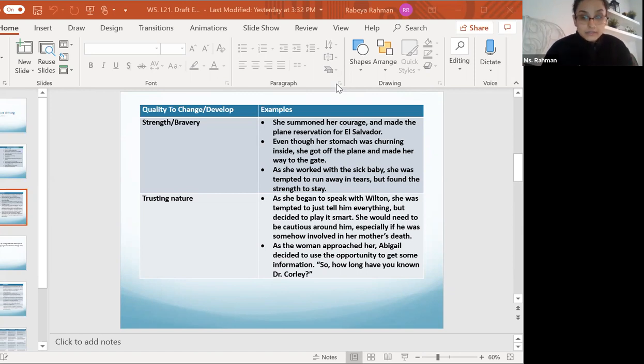Okay, so if I think about how my examples work in developing my character, I can think about those specific plot details that I've included, right? The sensory language that I put in there, the fact that her stomach was churning, that she was running away in tears, right?